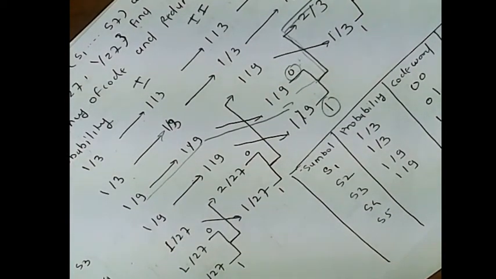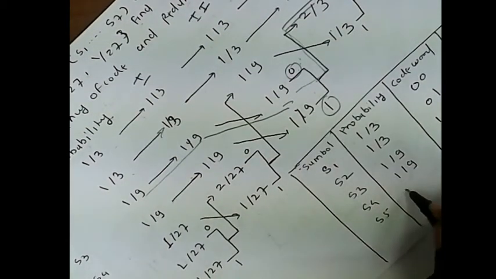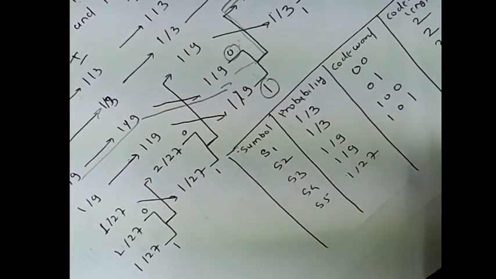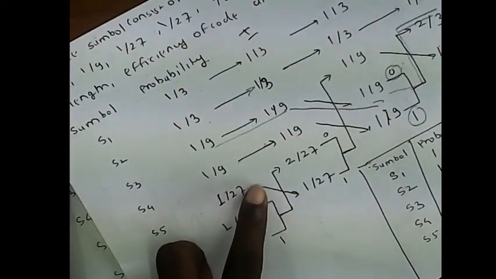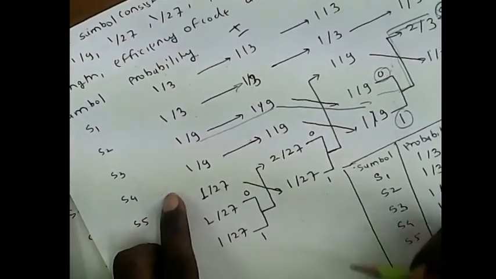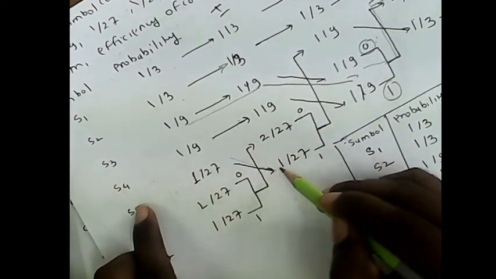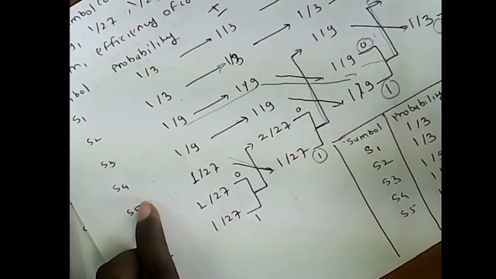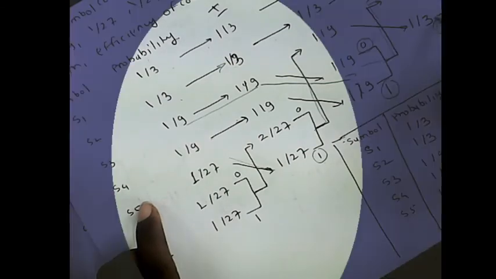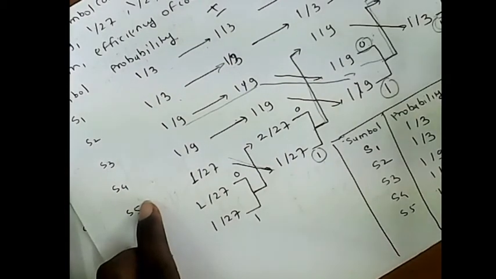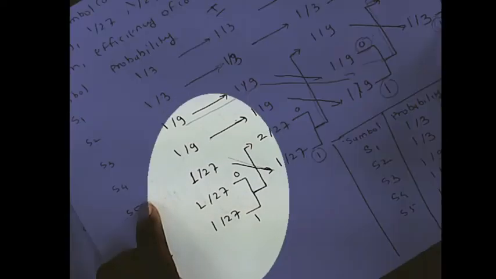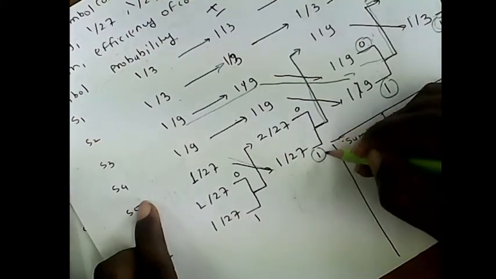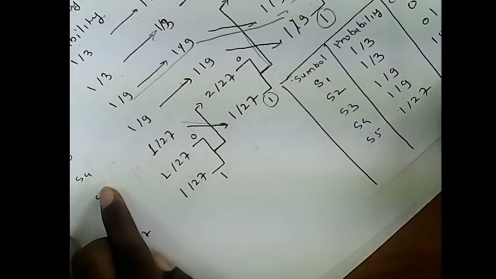For the source symbol S5, which has probability 1 by 27, we can follow the path. See here, first code 1, then it will be combined with this, this will be combined, this will be here. So 1 1 1, and code word length is 3.